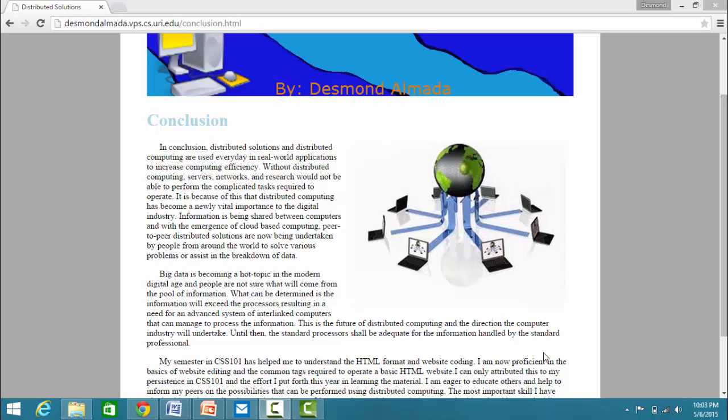Big data is becoming a hot topic in the modern digital age, and people are not sure what will come from the pool of information. What can be determined is the amount of information will exceed the processors, resulting in a need for an advanced system of interlinked computers that can manage to process the information. This is the future of distributed computing and the direction that the computer industry will undertake. Until then, the standard processors shall be adequate for the information handled by the standard professional.